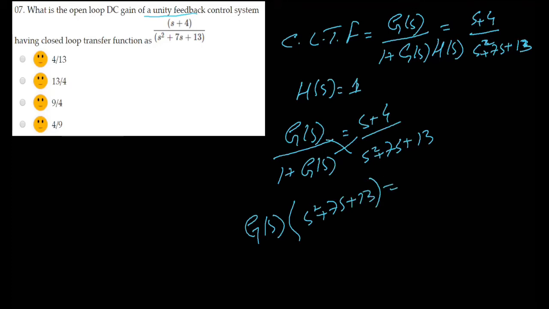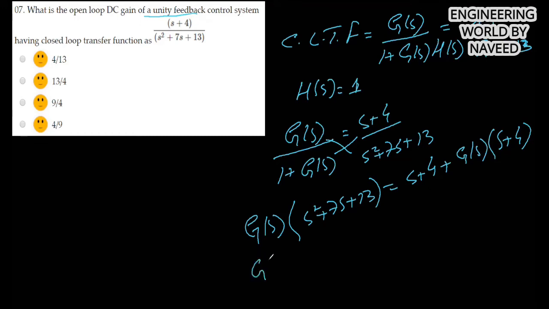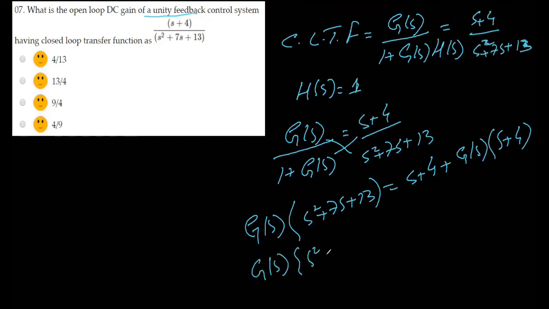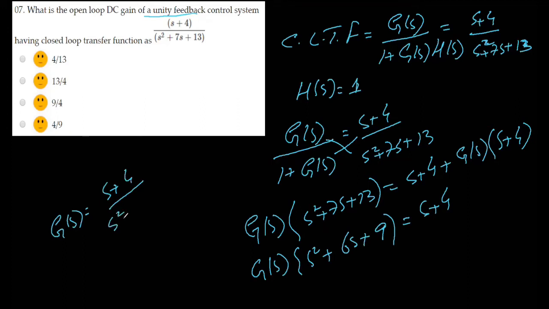So your G(s) times (s square plus 7s plus 13) is equal to (s plus 4) plus G(s) times (s plus 4). So your G(s) will be equal to s square plus 7s minus s, so this will be 6s plus 13 minus 4, that will be equal to 9, and that is equal to s plus 4. So your G(s) will be equal to (s plus 4) divided by (s square plus 6s plus 9).